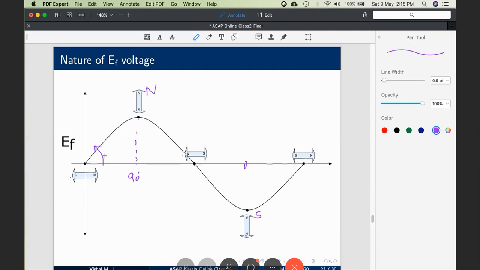So just if you know the position, suppose, excuse my drawing, please. South, north. So if I know the position, I will be able to tell what will be the angle. Thus, if you know the rotor position, then you can predict the value of EF. That is the logic we are going to use.